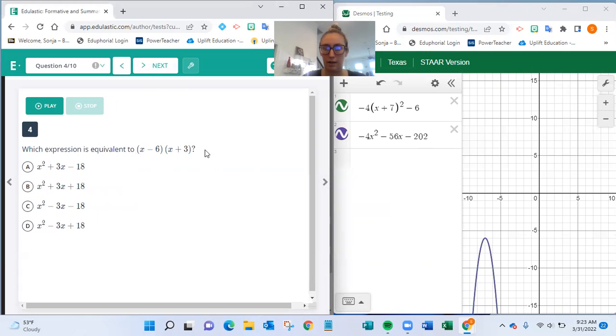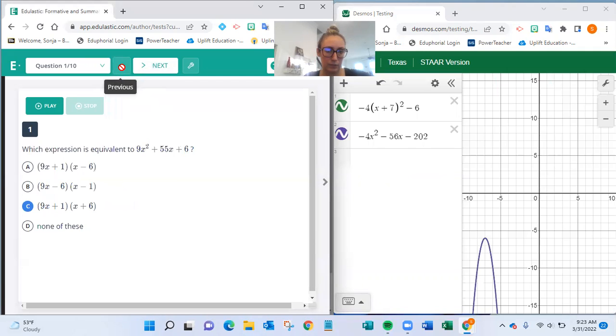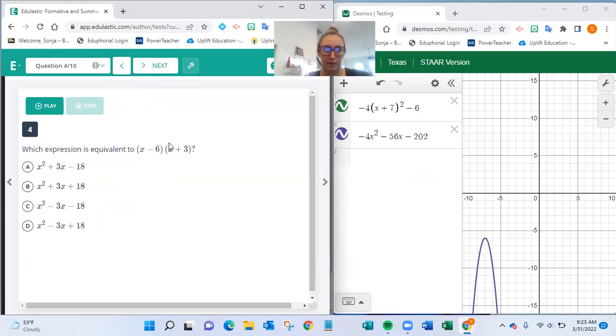Next, I'm not going to go over this one because it's the exact same as this one. Literally, they're all the same. I want to do another one that's graph. It's like this one, but this time you would be putting in the factored form first and then find a match with the standard form.